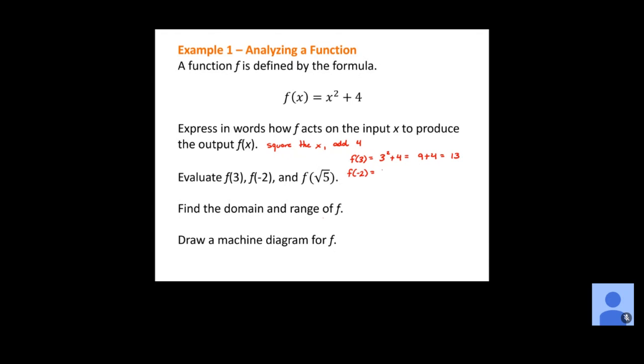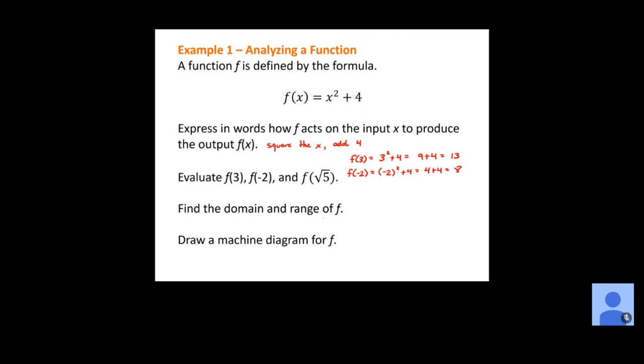Now, when I do this, I'm going to keep my negative 2 in parentheses because I want to make sure I'm squaring the entire negative 2. So what is negative 2 squared going to give us? Positive 4. Good. So we're going to end up with 4 plus 4. And then if we add those together, what do we get? Good. So f of negative 2 is just equal to 8.